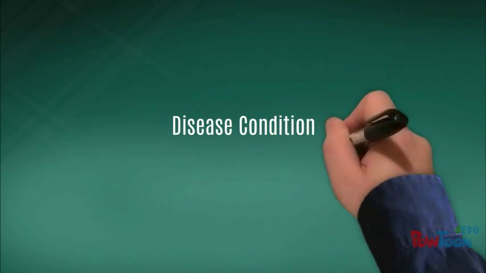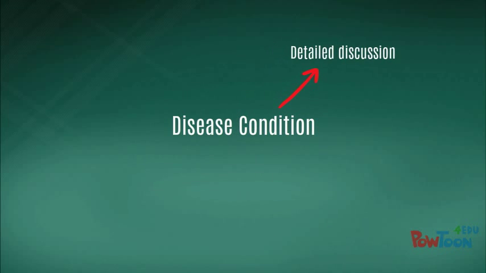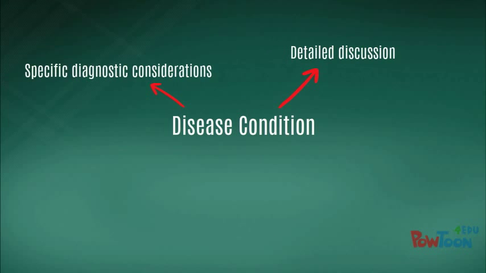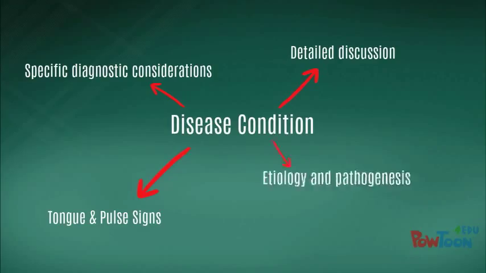Each disease is discussed in detail, including the specific diagnostic considerations, whether you need to put more emphasis on the pulse or the tongue or a particular question that you may need to ask when you're dealing with a particular condition, etc. Also, I discussed the etiology and pathogenesis, that means the cause of the disease, how did it come about, because this is essential actually to treating an illness.